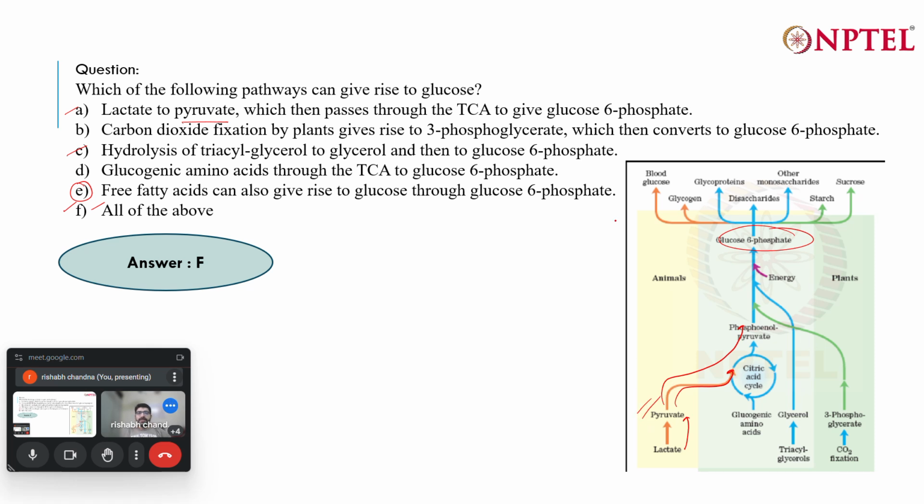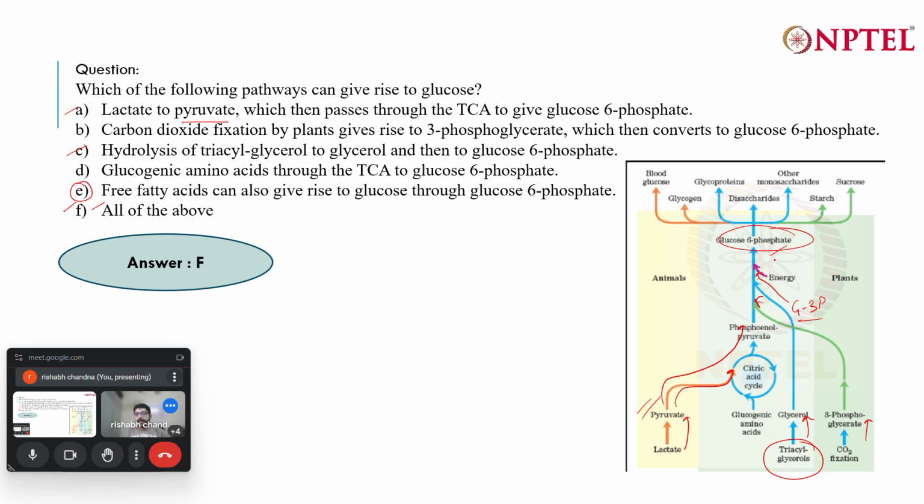Then carbon dioxide fixation by plants gives rise to 3-phosphoglycerate, which then converts to glucose 6-phosphate. So yes, it gives rise to 3-phosphoglycerate, and then it can directly enter through gluconeogenesis to form glucose. Then hydrolysis of triacylglycerol to glycerol and then to glucose 6 phosphate. Okay, so triacylglycerols can give rise to glycerol, and glycerol can directly be converted to glyceraldehyde 3 phosphate, which can directly enter the gluconeogenesis pathway. So it can also give rise to glucose 6 phosphate.